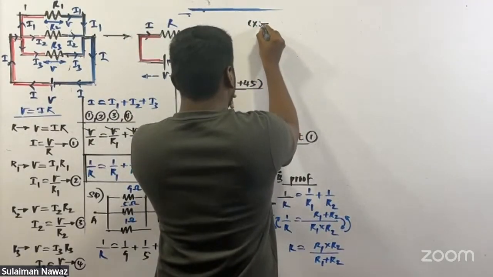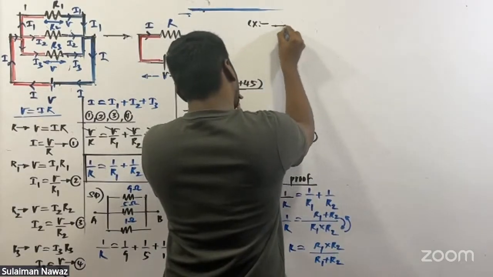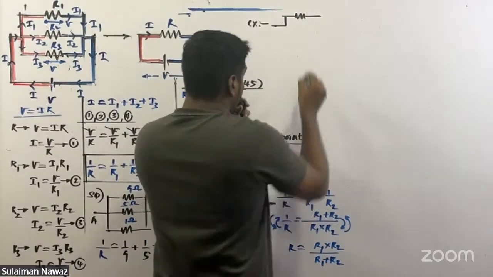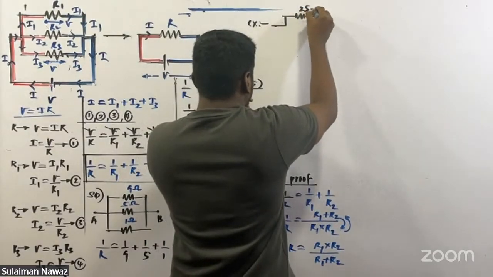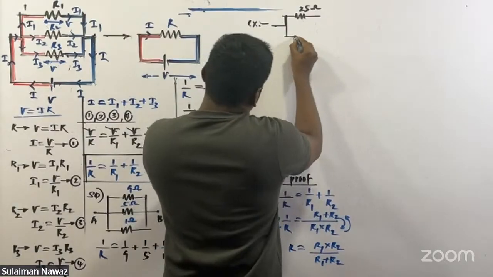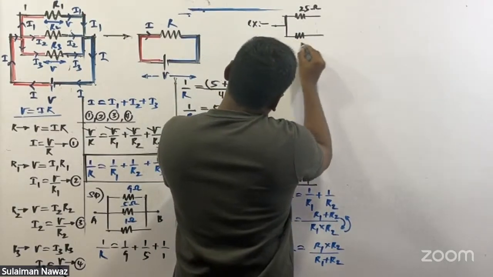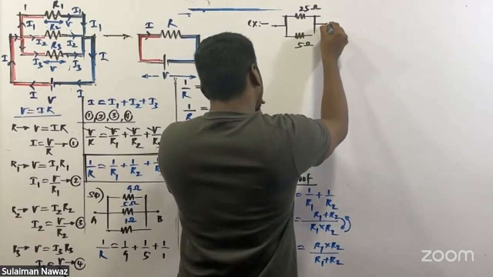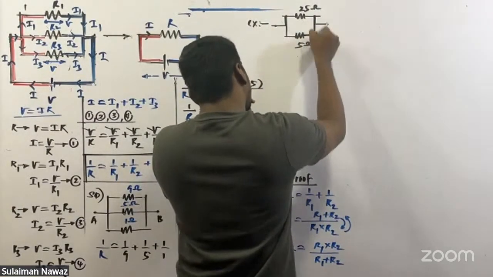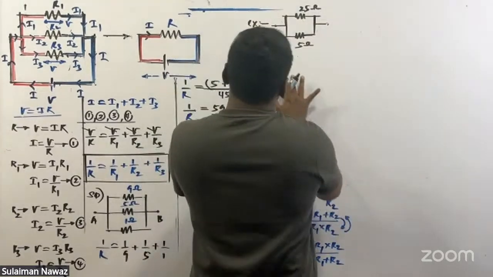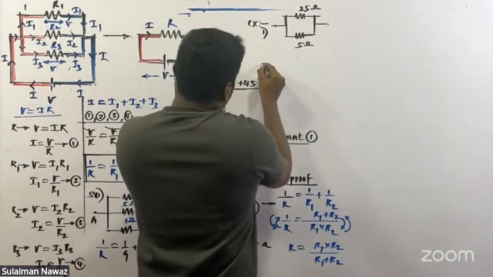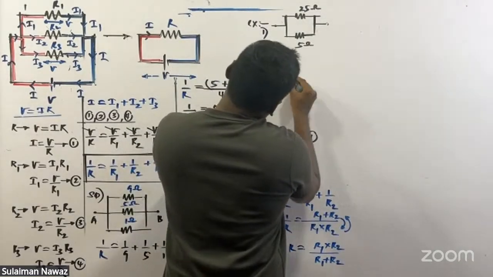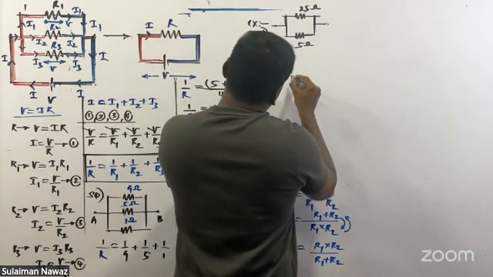Find the equivalent resistance across terminals A and B. This is 25 ohms. This is 5 ohms. Find the answer. Example number one. Example number two.